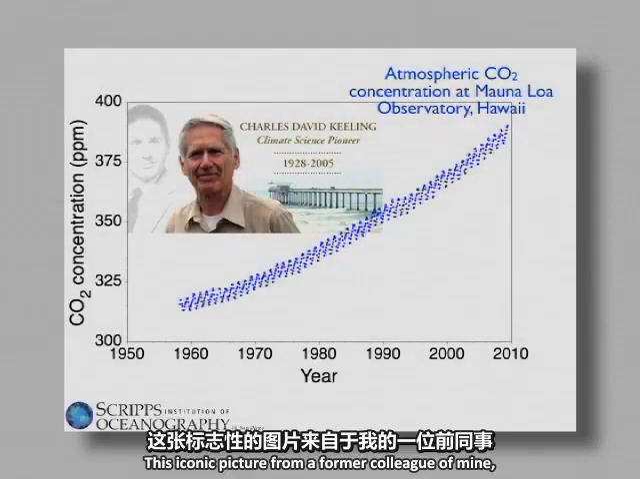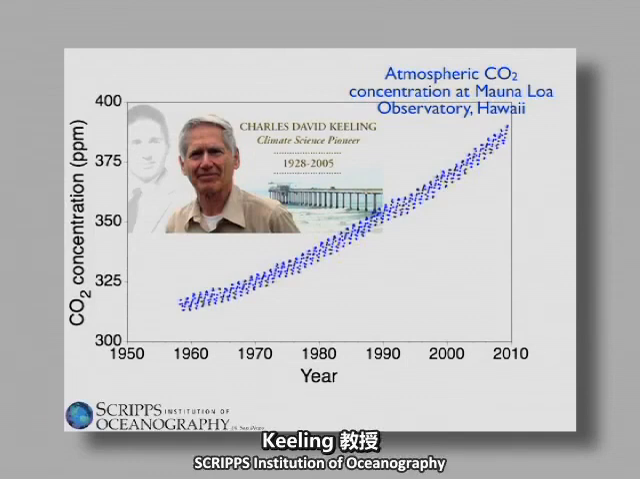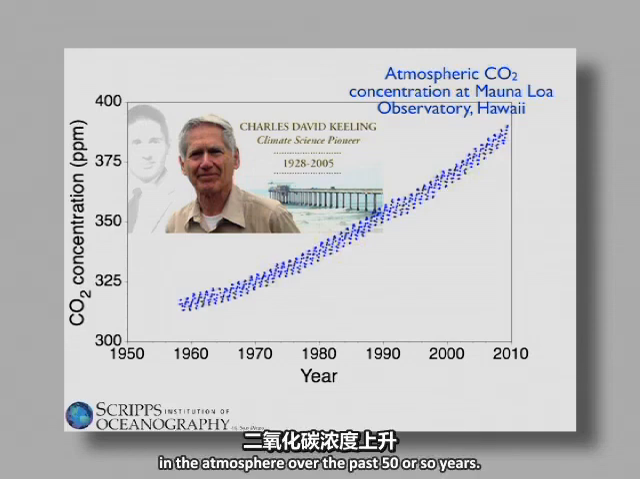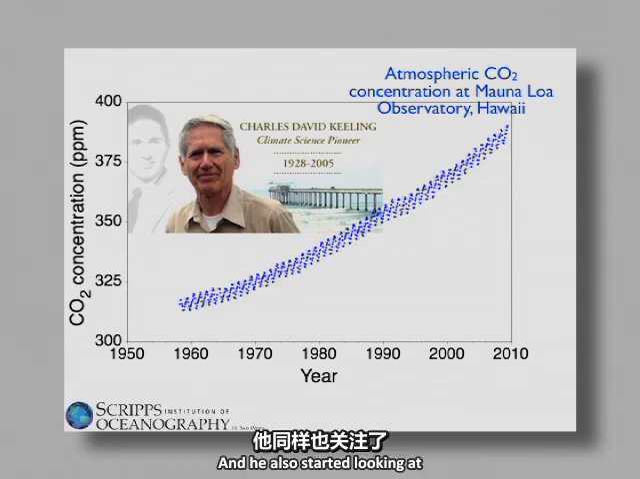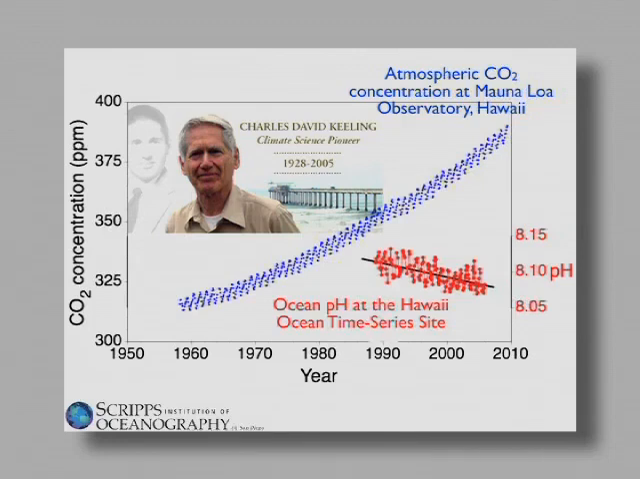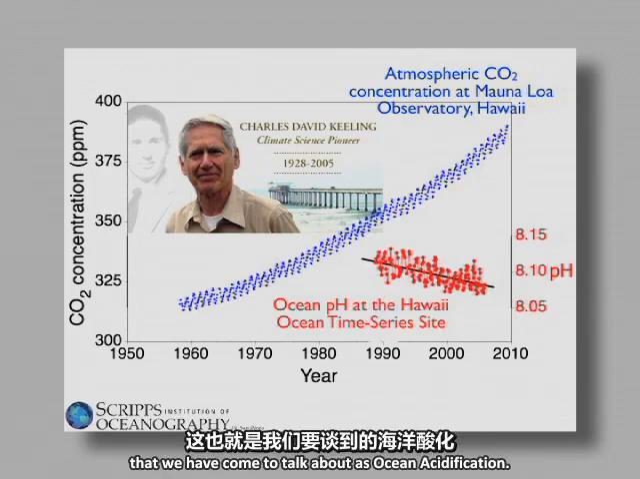This iconic picture from a former colleague of mine, Professor Keeling at the Scripps Institution of Oceanography, shows the seemingly inexorable rise in carbon dioxide in the atmosphere over the past 50 or so years. And he also started looking at the seawater off Hawaii and showed clearly that you could also see the gradual decrease in pH associated with that, which we've come to talk about as ocean acidification.